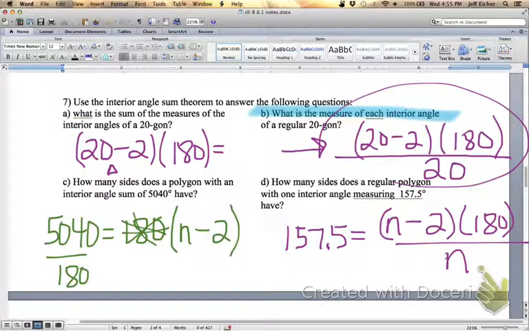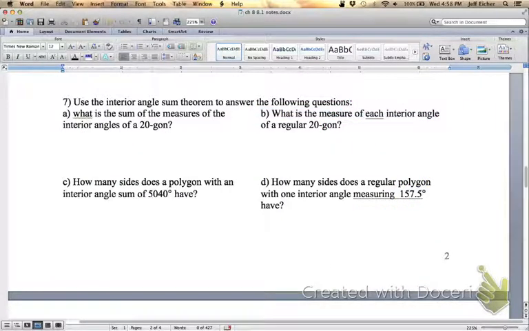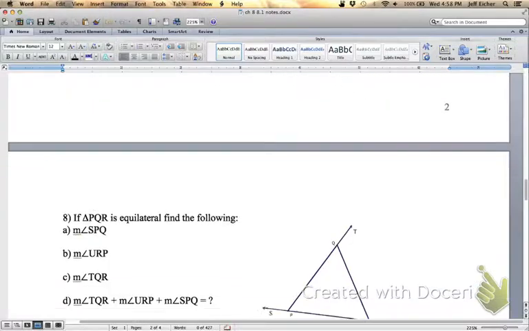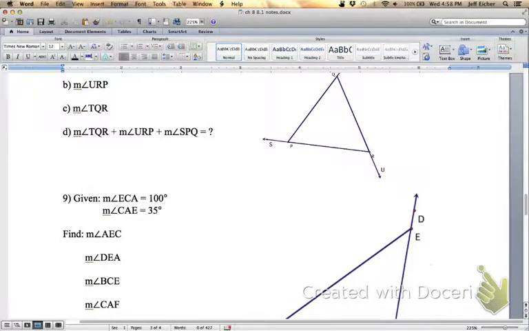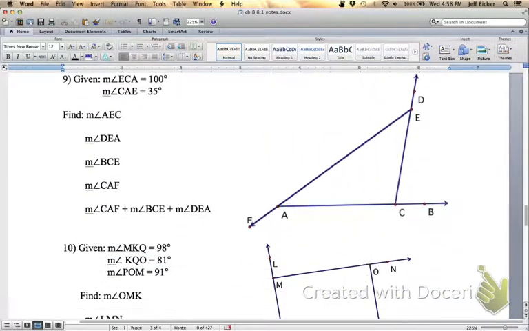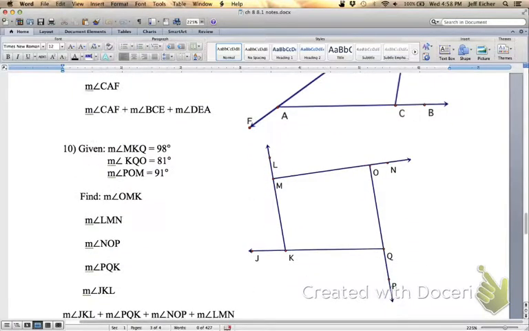To solve that, you'd want to multiply both sides by n, and then distribute this 180. You're going to have an n on both sides, but I trust your Algebra 1 skills that you're able to solve that. I'm not going to go through these. You can ask your neighbor, see what answers they got for these.